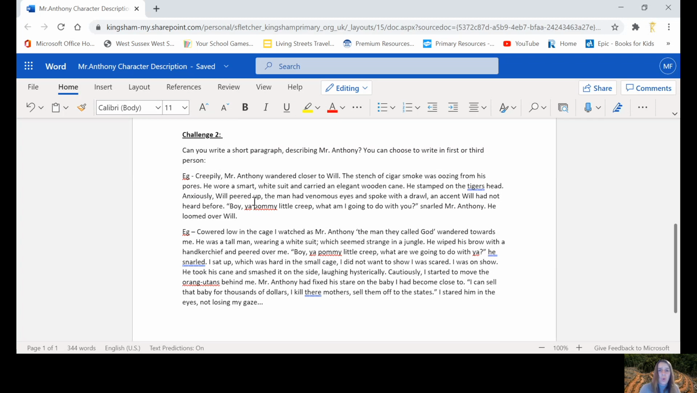We're looking at more about the quality of the descriptive words that you can think of. If we look here, I'm using an adverb, creepily, wandered closer. The fact that we know that he smelled of cigar smoke, the way that he peered up. I've even used some of the words that we've heard about in the text, such as pommy.